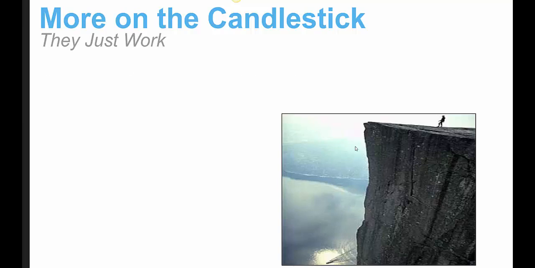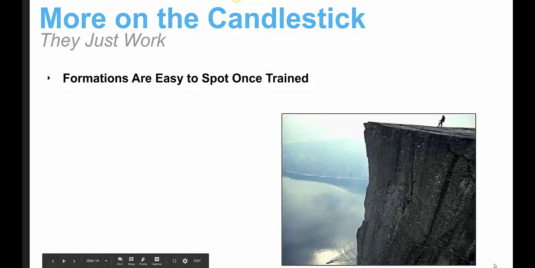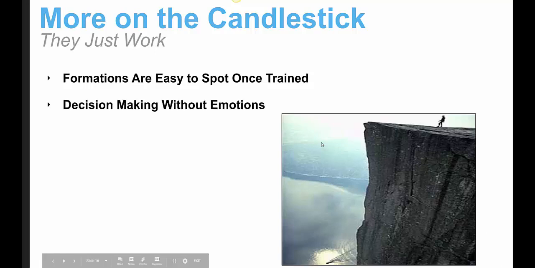So beyond the fact that candlesticks just work, the formations that we're going to look at are very easy to spot, because the reality is that most of us have an easier time learning by looking at things through a series of pictures. It's the right side of the brain, right? We're visual learners, most of us, about 80% of us. And that's the great thing about candlesticks. It's very, very visual. So it's all about decision making without emotions. You have very defined risk and you have very clear stops.